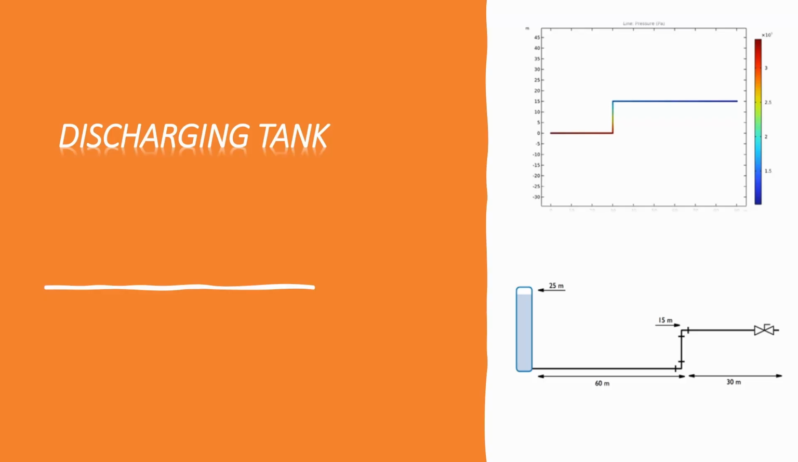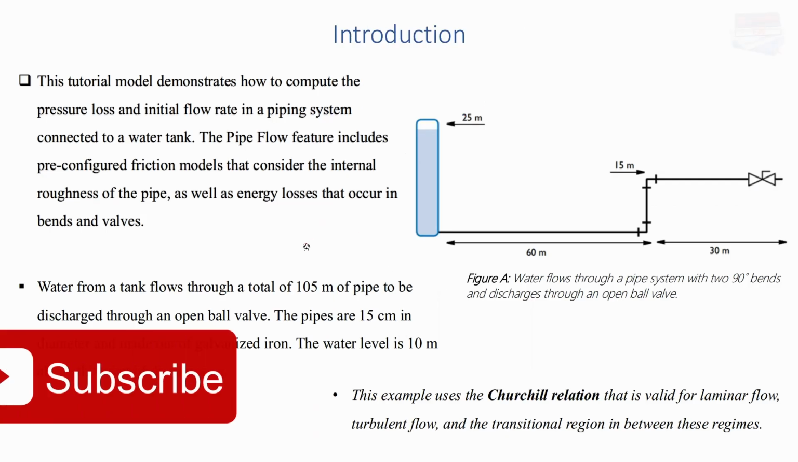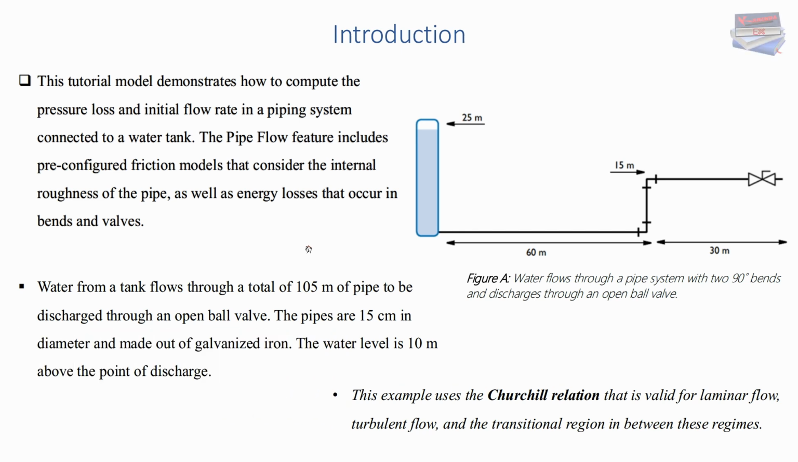Welcome back to another COMSOL Multiphysics tutorial with Kabinda X. Today's tutorial model demonstrates how to compute the pressure loss and initial flow rate in a piping system that's connected to a water tank. We have a total of 105 meters of pipe. We have 60 meters on our lower straight and 30 meters on our upper straight. There is 15 meters of pipe going upwards, and the connections are done via two 90 degree elbows.